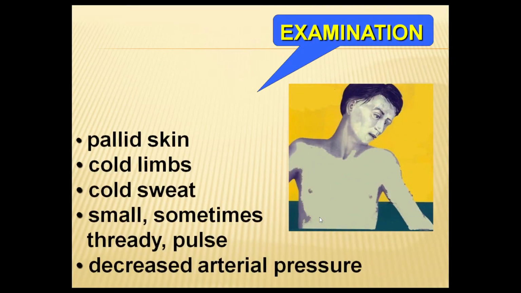On examination, the skin of the patient is pale, and if you touch him, the limbs will be cold because there is no adequate blood flow. The patient can be covered with cold sweat, a reaction of the vegetative nervous system. His pulse will be small, sometimes steady, and an objective sign is decreased arterial blood pressure. Not significantly, slightly decreased, but this process appears suddenly.